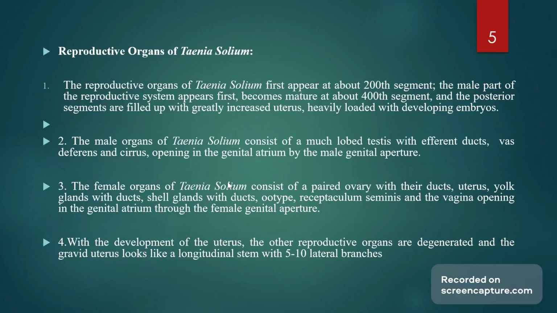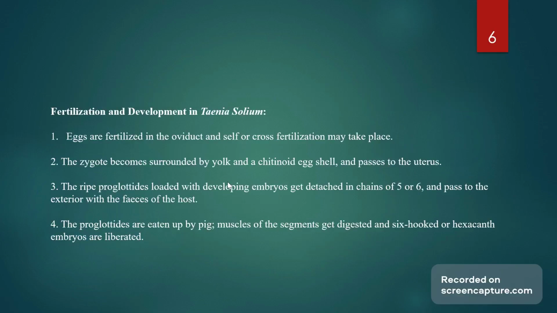Fertilization and development in Taenia solium. Eggs are fertilized in the oviduct and self or cross fertilization may take place. The zygote becomes surrounded by yolk and a chitinoid egg shell and passes to the uterus. The ripe proglottids loaded with developing embryos get detached in chains of 5 or 6 and pass to the exterior with the feces of the host. These proglottids are known as gravid proglottids.